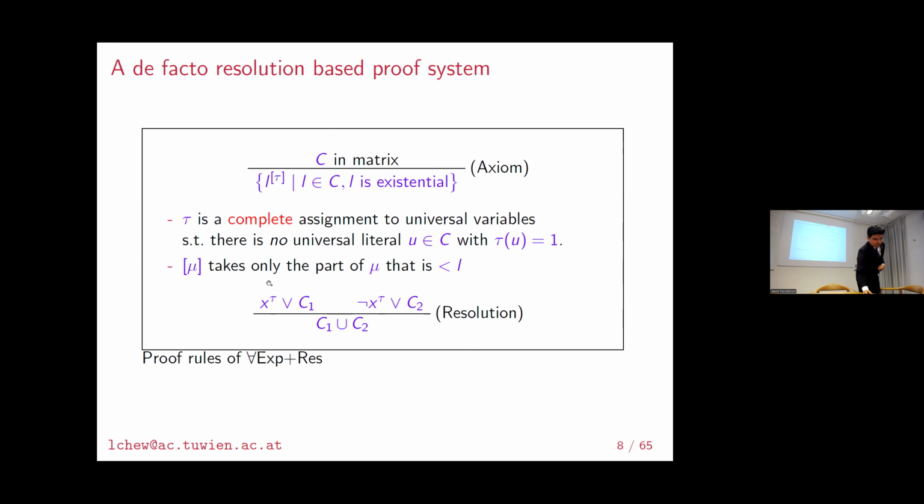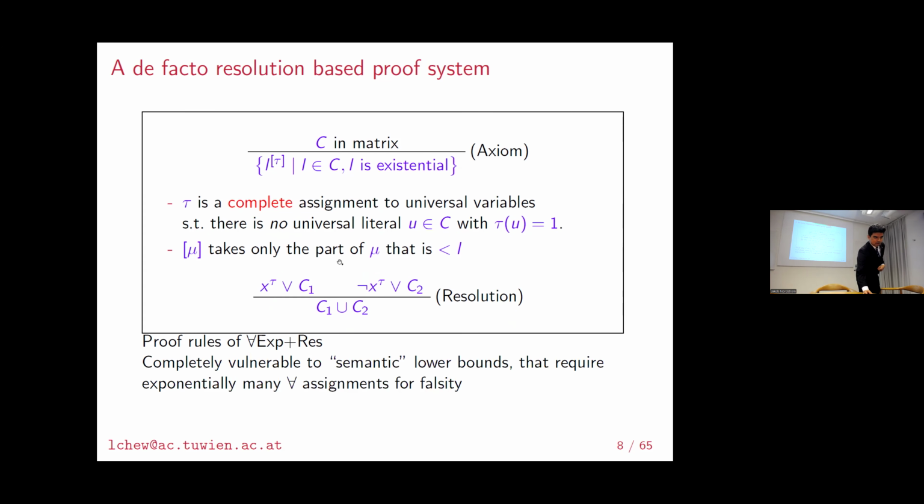So first of all, I should say that this is the calculus called forall expansion plus resolution. And the weakness of this proof system is that it's vulnerable to semantic lower bounds. So that is where you have a false QBF that may be small, and it expands to a large QBF, and you require an exponential number of clauses just to get the contradiction.